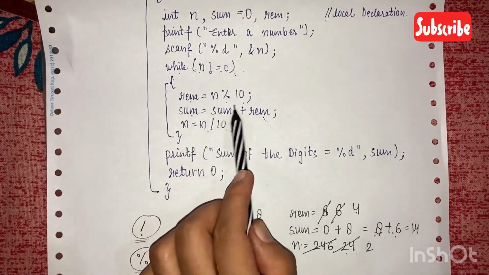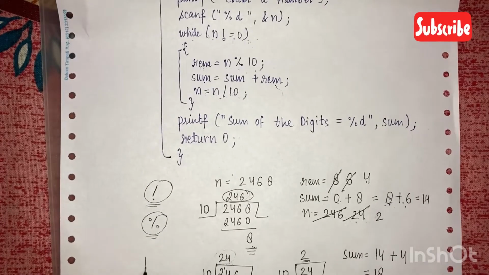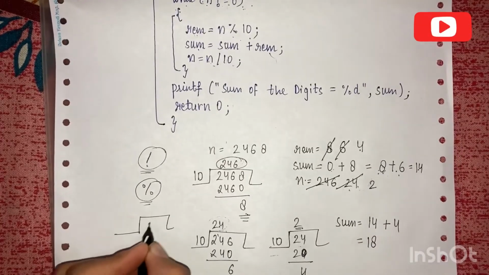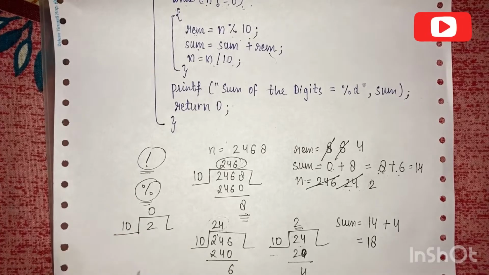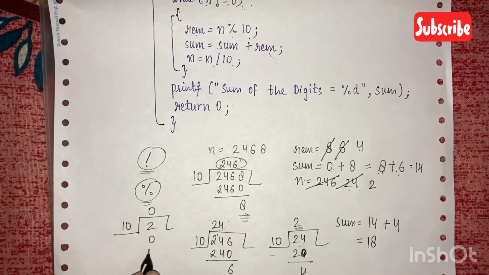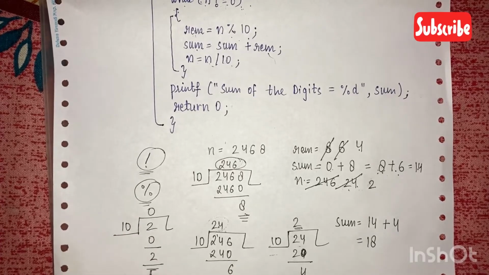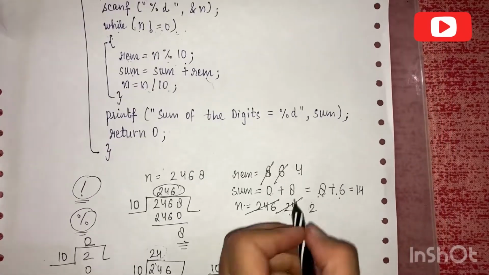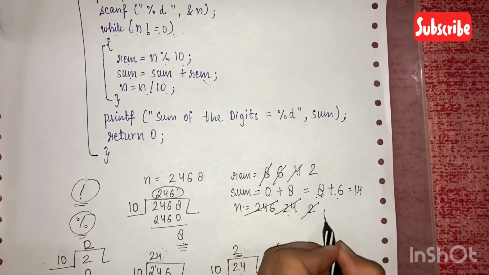Again, remainder is equal to n modulus 10. So here we will calculate 2 modulus 10. 10 zeros are 0, so we get 2. So remainder is 2, quotient is 0. That means this is 2 and this is 0.